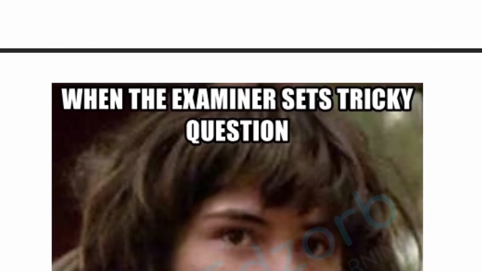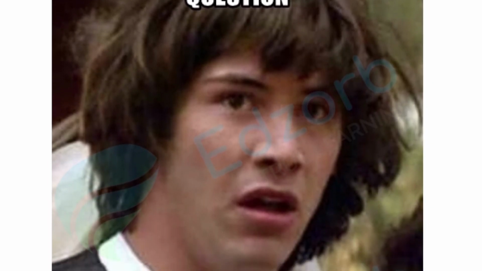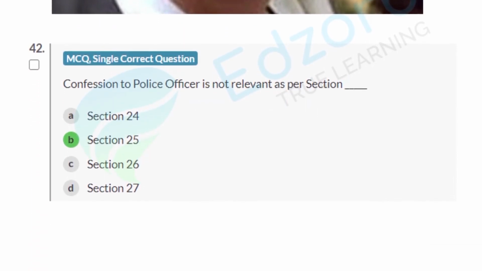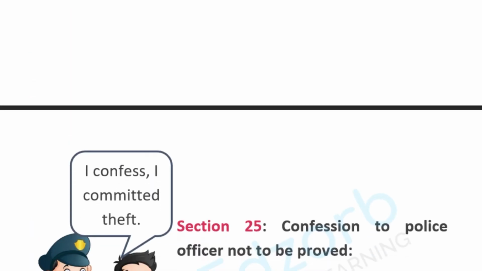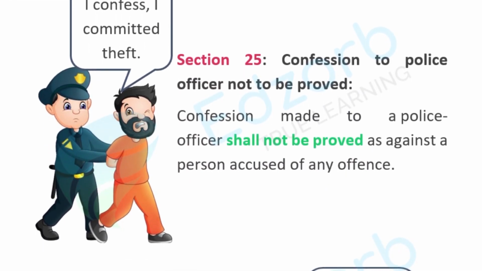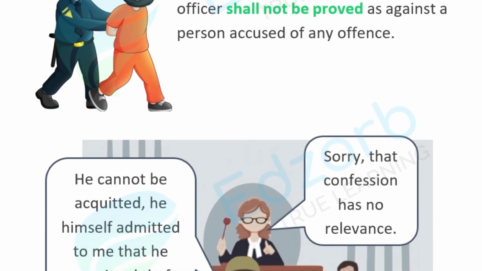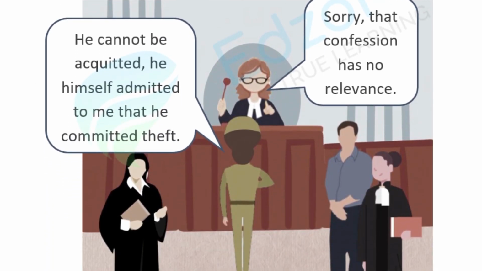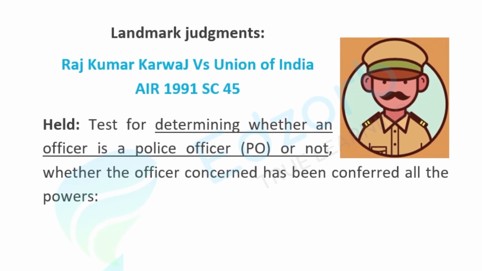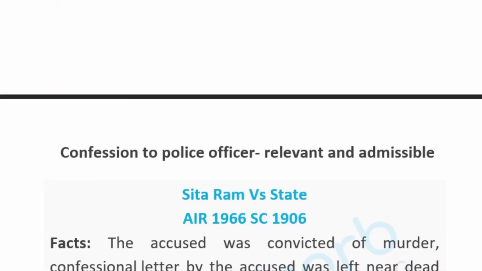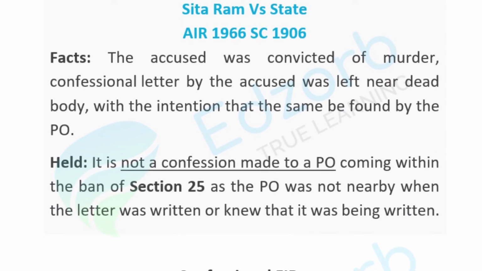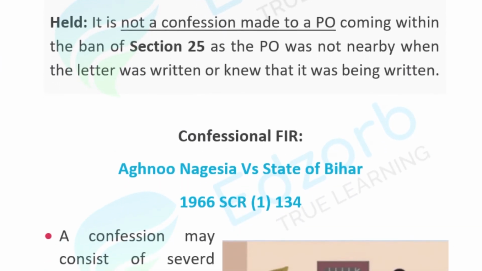However, at the same time, I wonder if this was your face when you read this question. You see, section 25 coupled with this question is a bit tricky. So the confession has to be made by an accused person to a police officer for coming within the protection envisaged under section 25. Now often there is doubt as to who is a police officer or who is the accused person. So this can be taken care of with Sitaram versus State, AIR 1966-1906. You can have a look, as well as Agnu Nagesia versus State of Bihar.